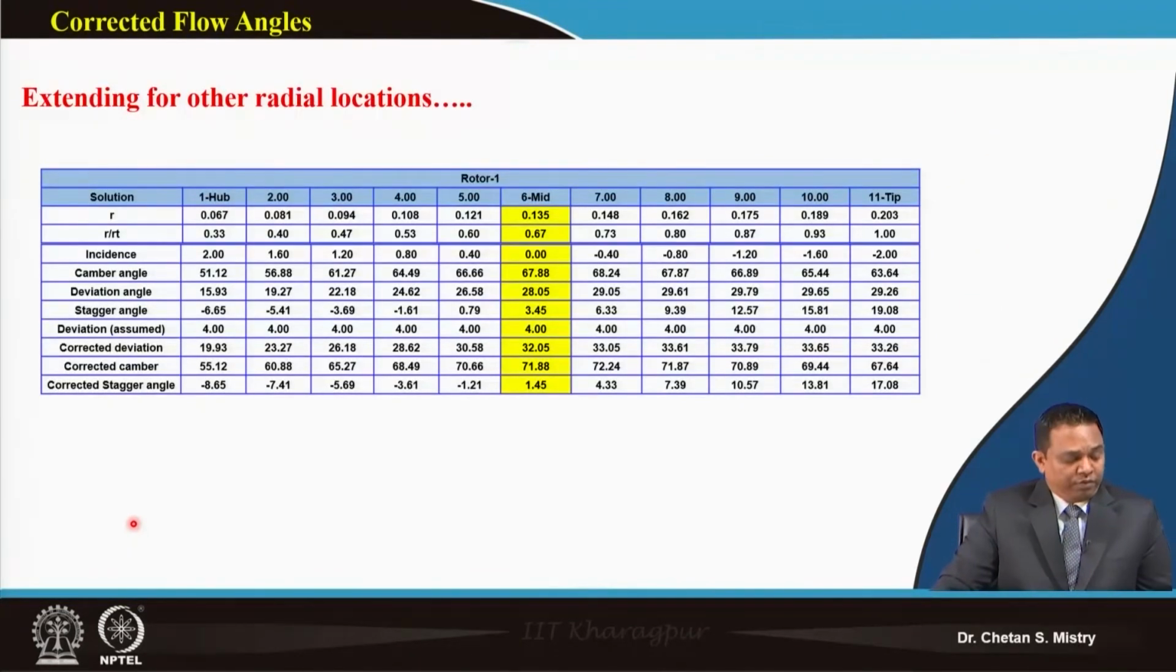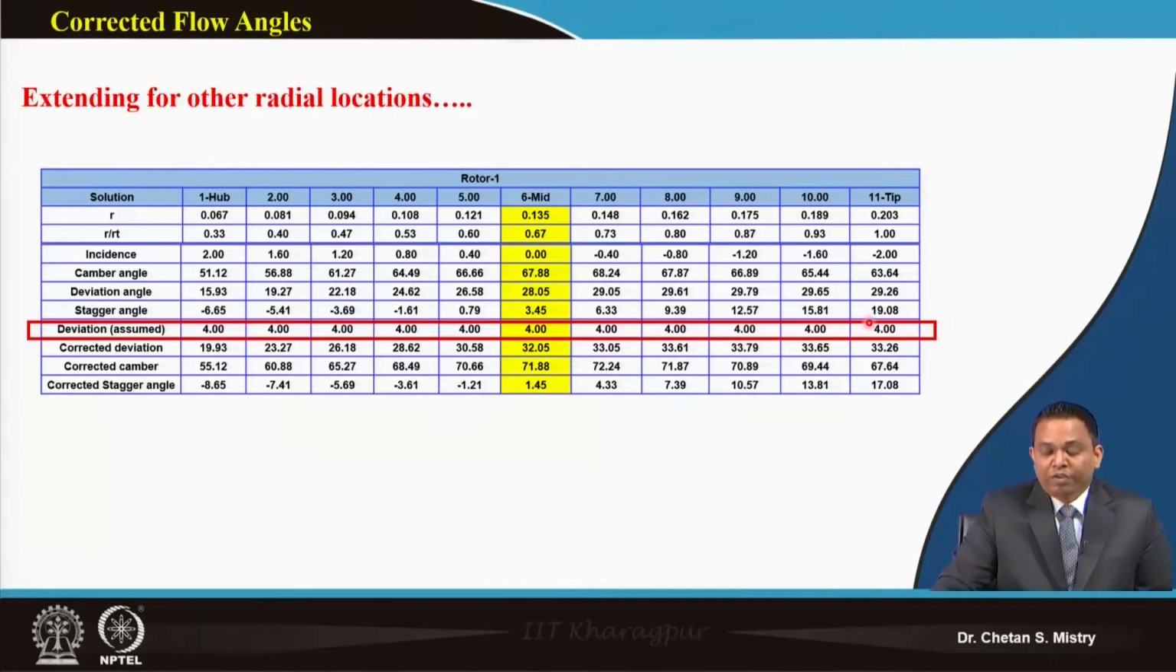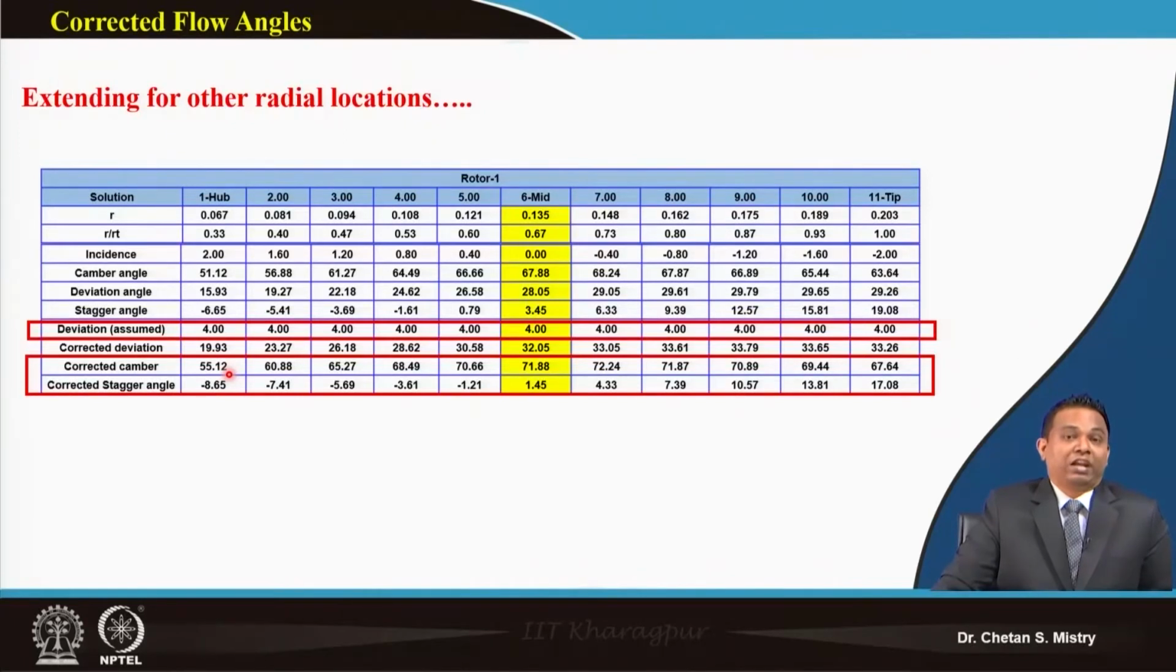Now this logic, if you look, this is my assumed deviation angle. As I told you, you can plot your velocity contours, you can plot your CP distribution at a particular station, then observe how the flow is behaving on the suction surface, on the pressure surface, near the leading edge and near the trailing edge, and based on that you systematically assume this number. For this design we have assumed this to be 4 degrees, and that gives me my corrected camber and corrected stagger angle.